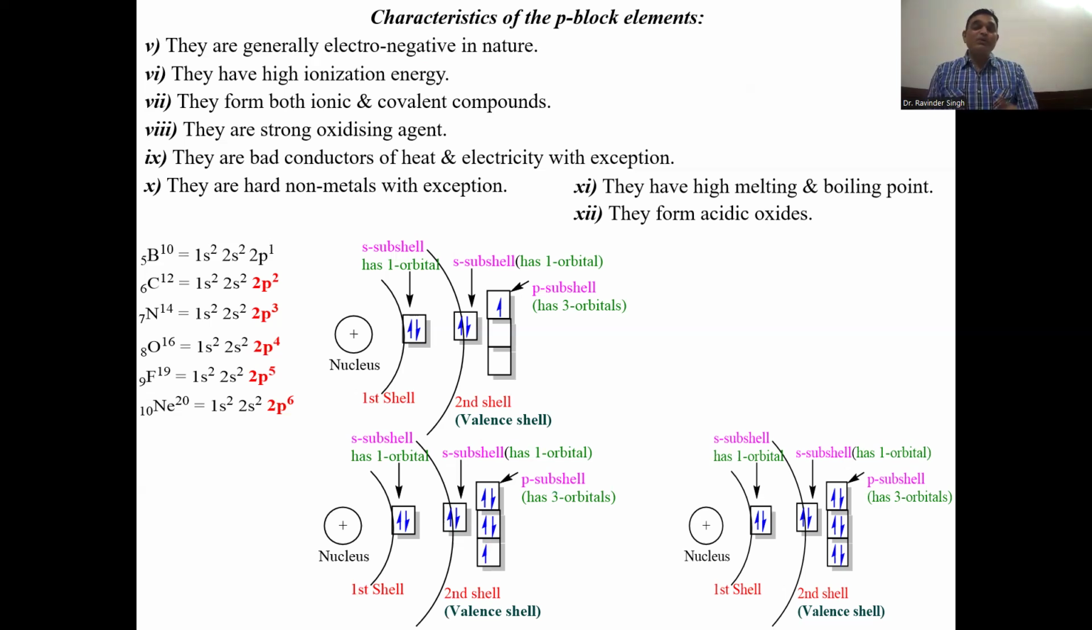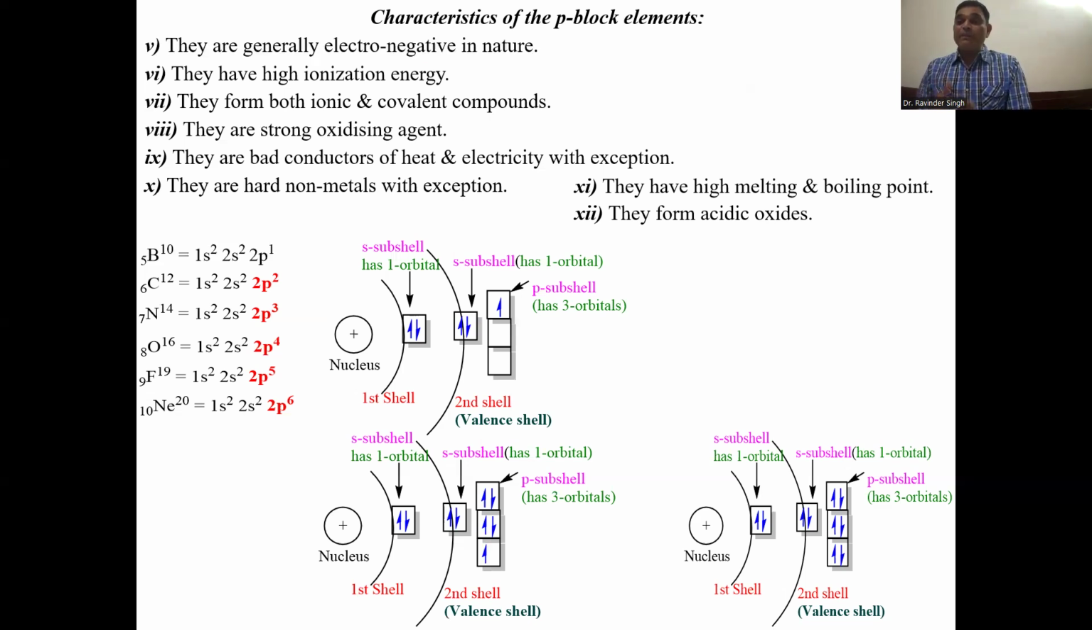acidic nature. Because the Lewis definition of acid and base is like this: the element or compound which has the tendency to take the electron pair from the outside is an acid, and the element or compound which has the tendency to donate the electron pair to the outside species is a base. According to the Arrhenius concept also, their oxides are acidic in nature. So all the p block elements, as we will discuss later on, have oxides that are acidic in nature.